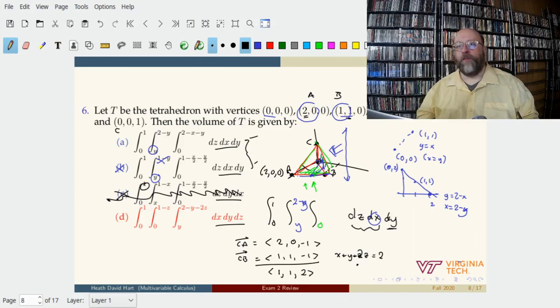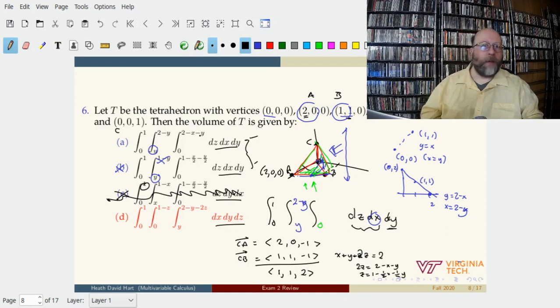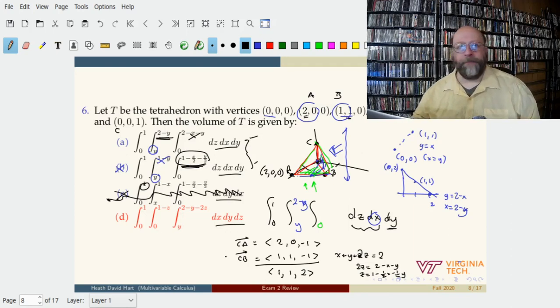And so 2z is equal to 2 minus x minus y. And so z is equal to 1 minus 1/2 x minus 1/2 y. But that's not what we got up here. It's what we got down here. Choice A had the right limit here, and choice B had the right limit here. But neither choice has both limits correct. And so by elimination, the answer needs to be choice D. Okay? All right, let's keep going.